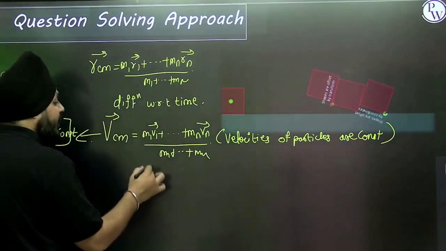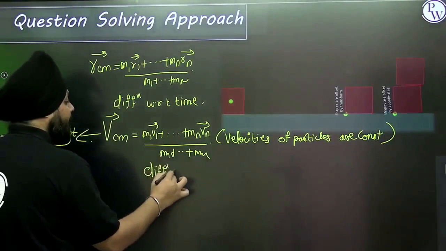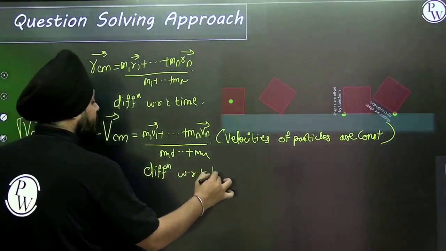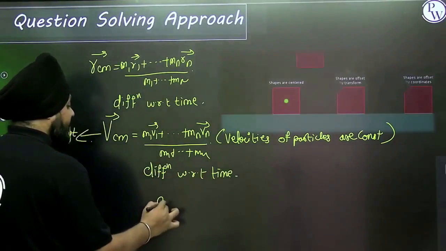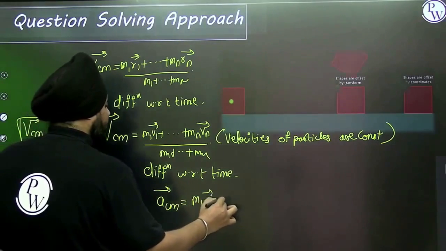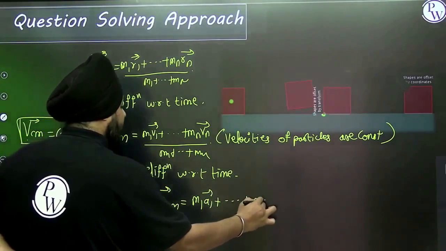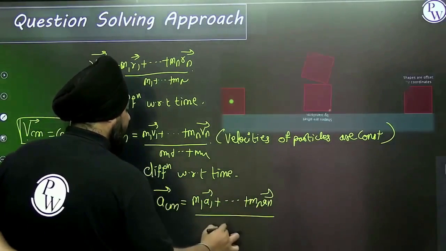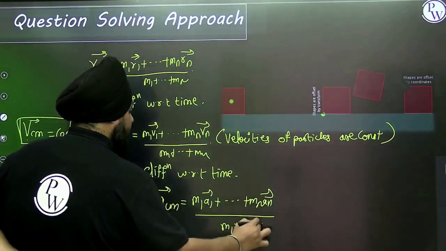But let's differentiate again with respect to time. We are getting the acceleration of the center of mass as m1 a1 plus dot dot dot plus mn an, whole divided by m1 plus dot dot dot plus mn.